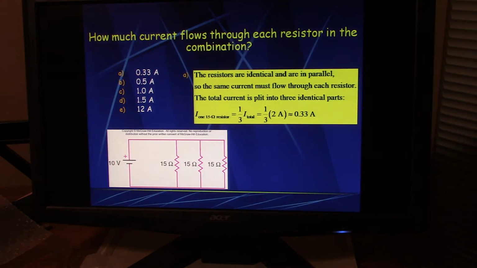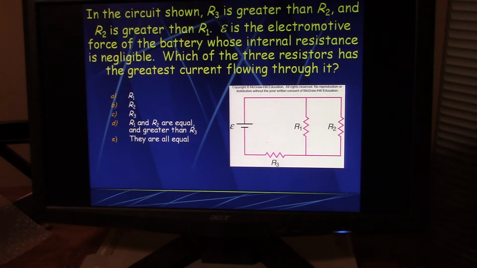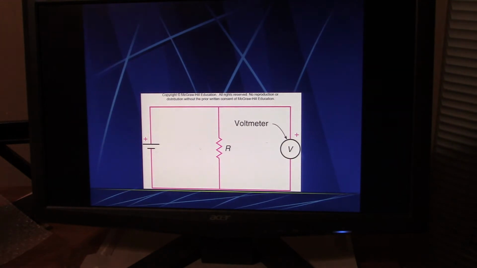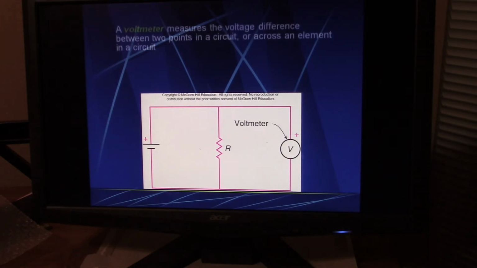All right, let's get through these. Okay. Yeah, now how do you measure?